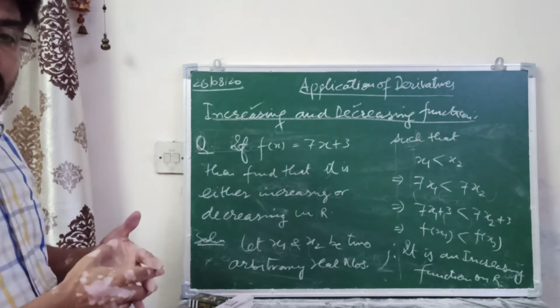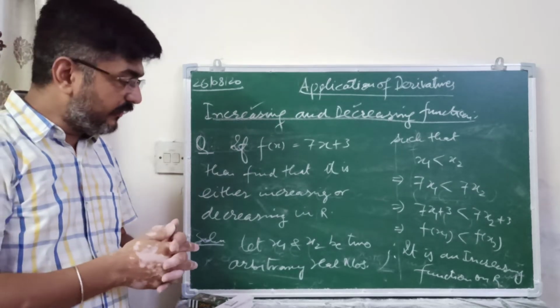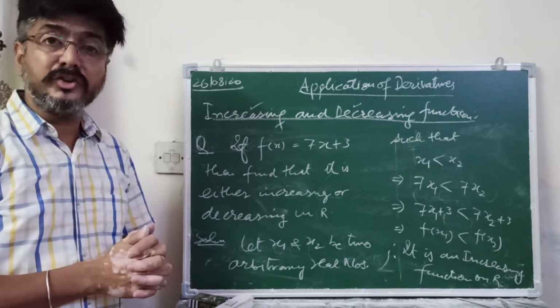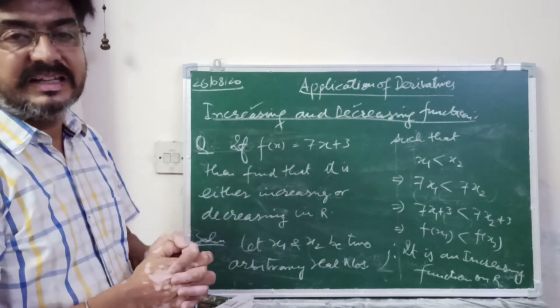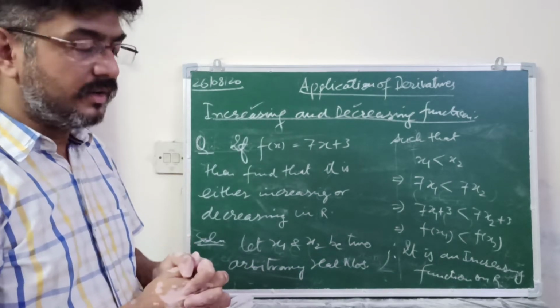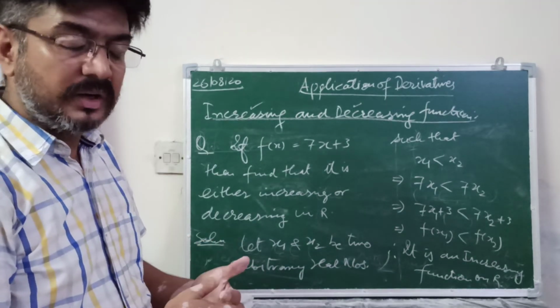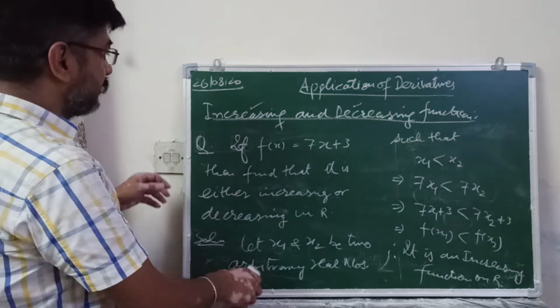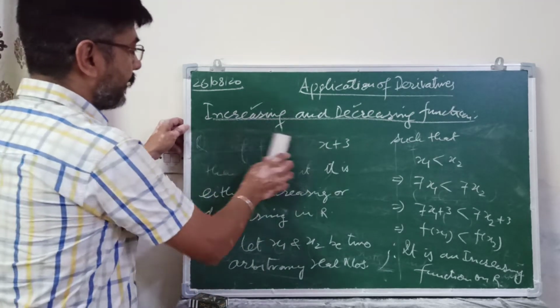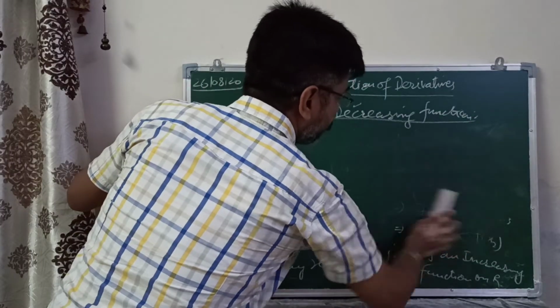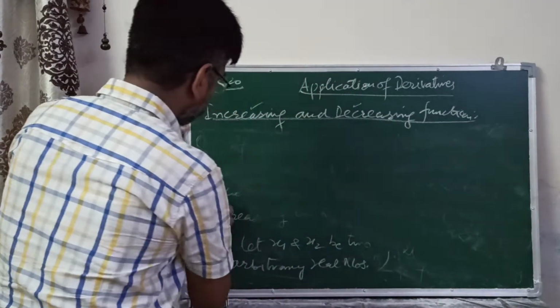Now we will take a theorem. If we are given a function in an open interval, in a closed interval, how can we find whether it is increasing or decreasing with the help of the derivative? Okay, so this was the example to prove increasing and decreasing function. Now we will take theorem 1.